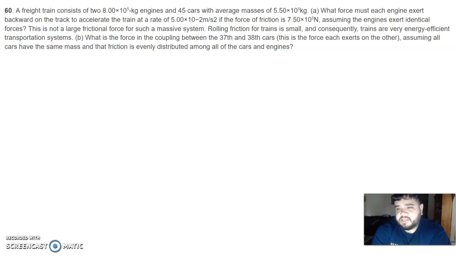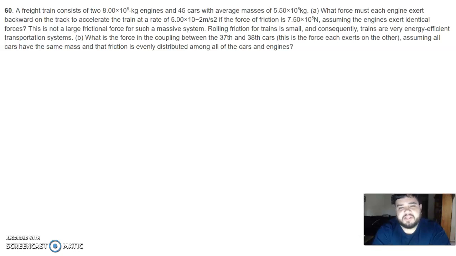For part A, it says, what force must each engine exert backward on the track to accelerate the train at the rate of 5.0 times 10 to the negative 2 meters per second squared, if the friction force on the system is 7.50 times 10 to the 5th newtons, assuming the engines exert identical forces? This is not a large frictional force for such a massive system.